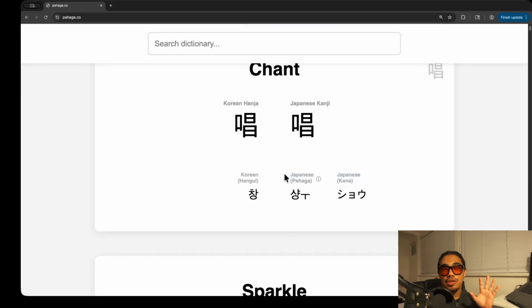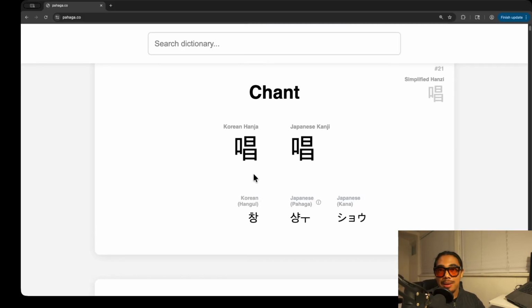this is just an example, and you can go to the website pahaga.com. I currently have pahaga.co. I wanted to have it all two syllables, so it's .co, pahaga.co.